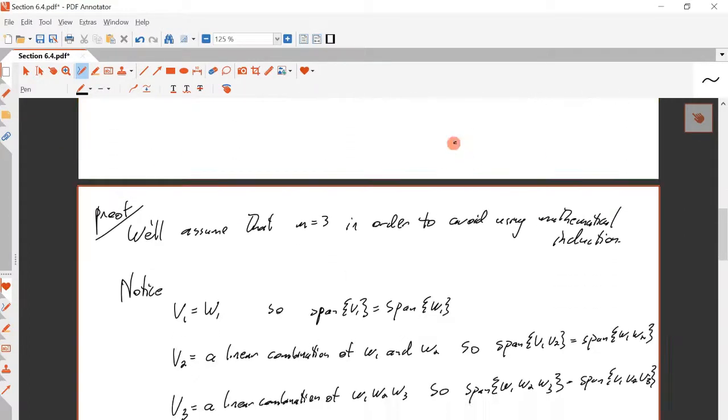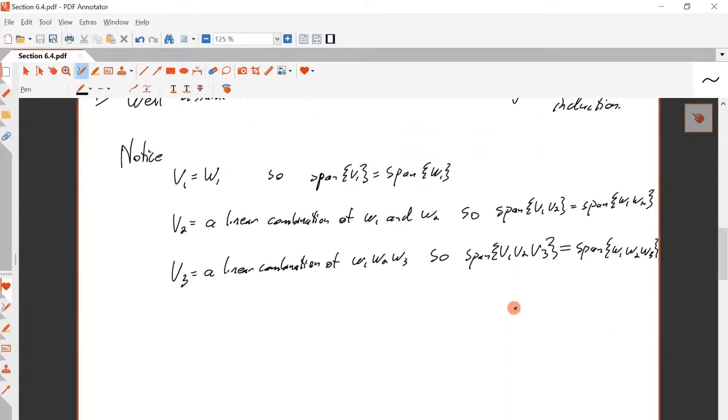So a linear combination of V1, V2, V3 is just a linear combination of W1, W2, W3 and vice versa. A linear combination of W1, 2, and 3 can be written as a linear combination of V1, 2, and 3, et cetera. It keeps going like that. V4 is a linear combination of W1, 2, 3, and 4. So the spans are always the same.